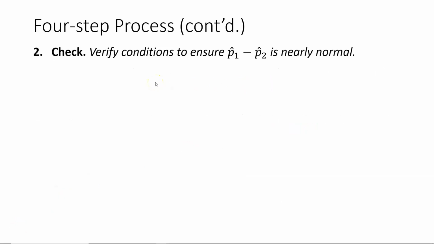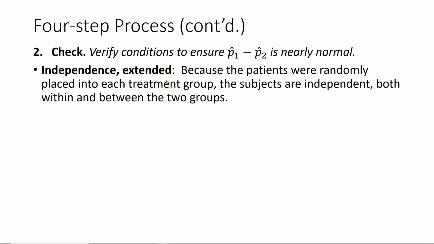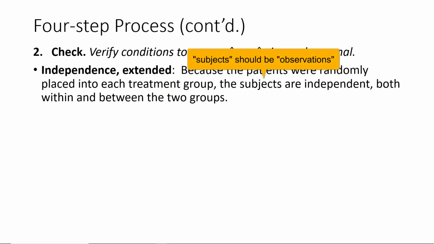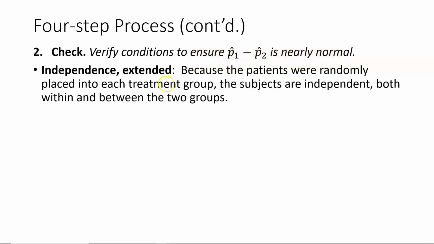Next, we move on to the second step of our four-step process, which is the check step, where we're going to verify the two conditions to ensure that the sampling distribution of differences between sample proportions is nearly normal. So we begin with our independence extended condition. In this case, we can see that it is going to be met because the patients were randomly placed into each treatment group. Therefore, the subjects are independent, both within and between the two groups.